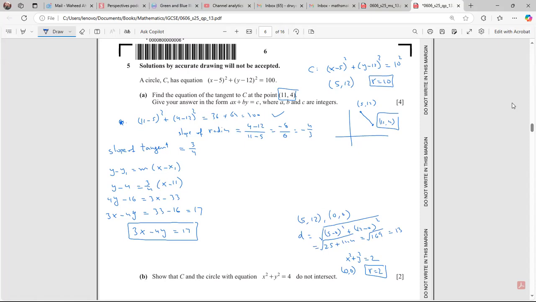Very interesting. I have two circles. The radius of this one is 10, the radius of this one is 2, but the distance between these two centers is 13. So what do you think? They will touch each other or no? They will not yet, right? So that's how we have proved that these two circles do not intersect each other.